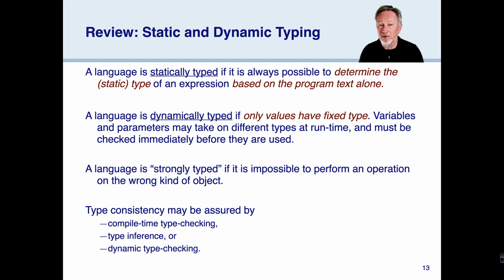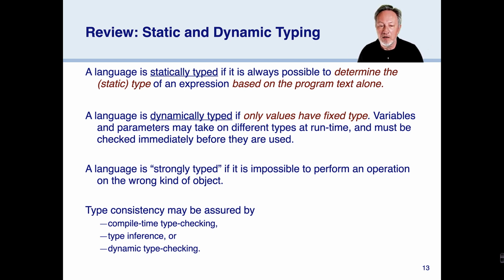You can also have a statically typed language which is not strongly typed. Older versions of C were statically typed, but the type guarantees were rather weak, so you could still get type errors. So static typing and strong typing are not necessarily the same thing.